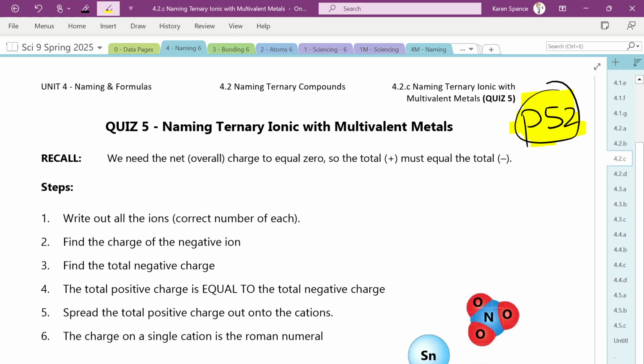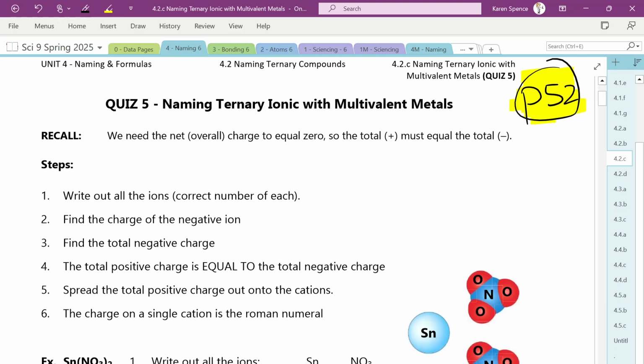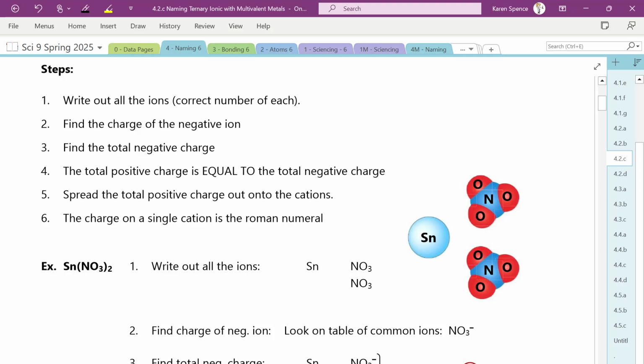So if you have not yet done quiz 4 and you're like, hang on, I don't remember how to find what the Roman numeral is, this is going to review that for you because it's the same process with polyatomics as it is with regular ions.